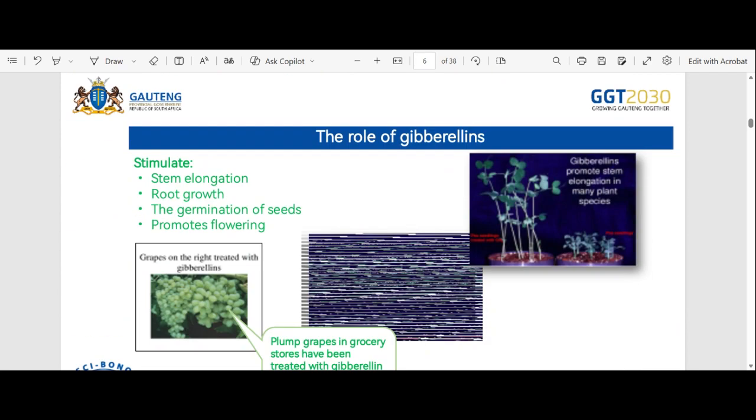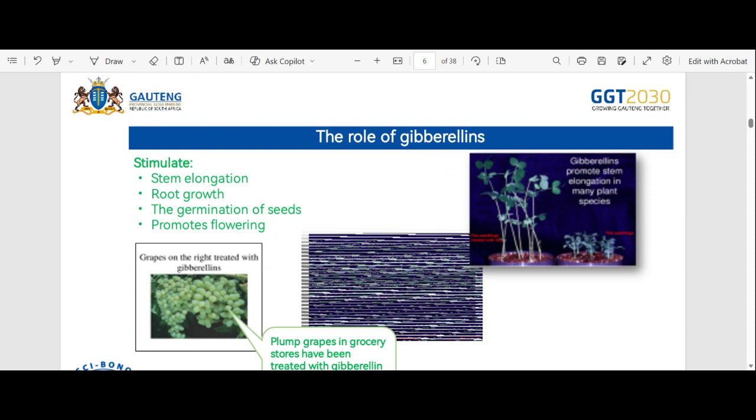Okay, now let's go to the role of gibberellins. So gibberellins, they stimulate cell elongation or stem elongation, right? They share that function with the auxin, right? Stem elongation is when the stem grows. So to elongate is to grow.